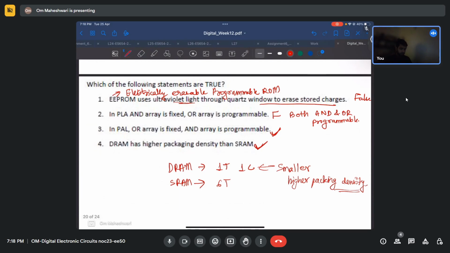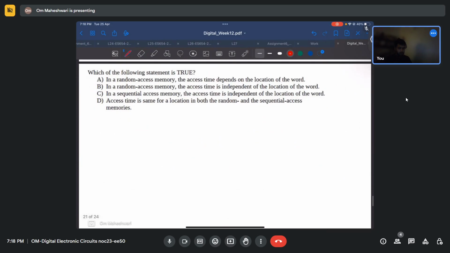So next question. Which of the following statements is true? In a random access memory, the access time depends on location of the word. This is false. In a random access memory, the access time is independent of location of the word. This is true. In sequential access memory, the access time is independent. False. Access time is the same for a location in both random and sequential, which is also false.